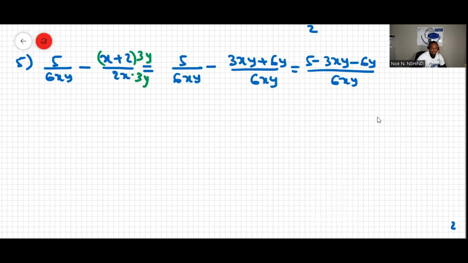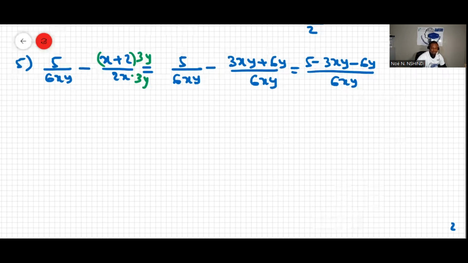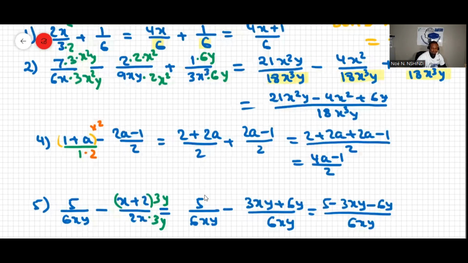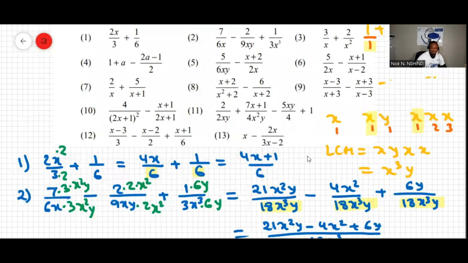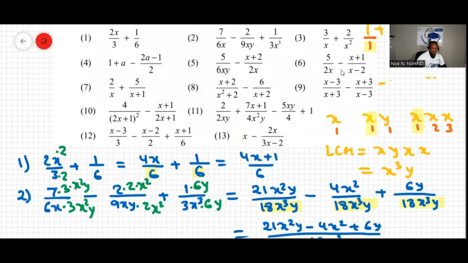Okay, now we can do another question. I think I will leave question 6 for you to practice. Even 7, then we can do question 8. Okay, question 8. That says x plus 2 over x squared plus 2 minus 6 over x plus 2.